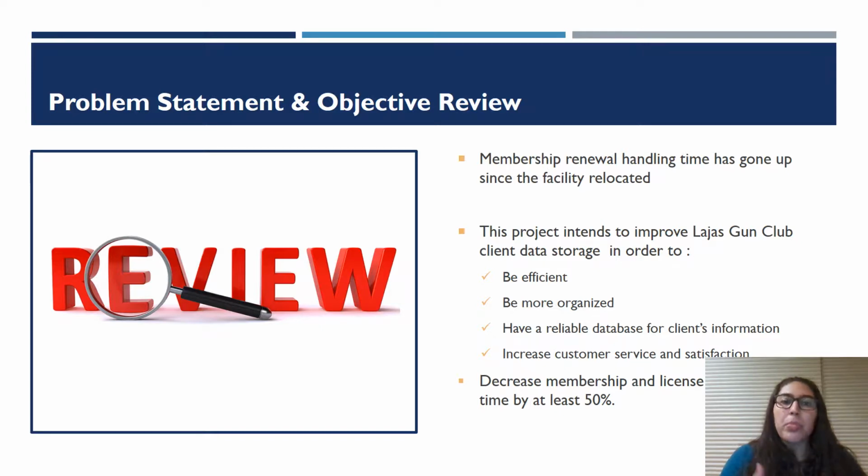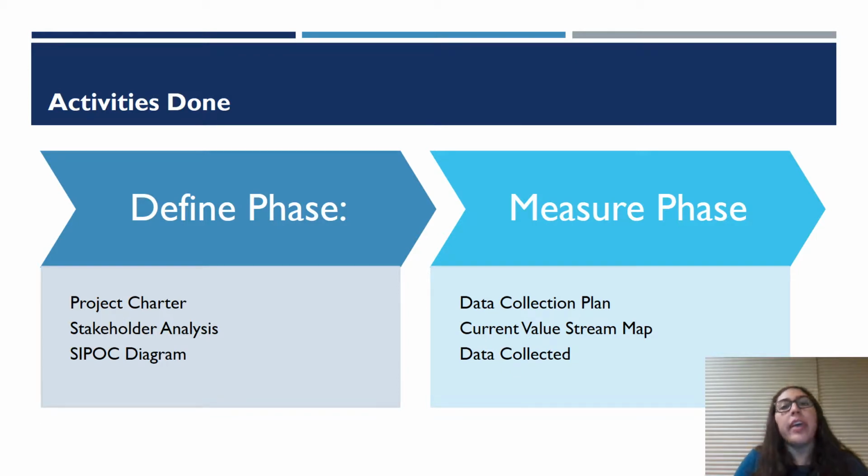So let's start with the problem statement and objective review to brush up what we discussed before. Since LAHAS Gun Club relocated to a new facility without electricity, membership and license renewal handle time has gone up. This project intends to improve LAHAS Gun Club client data storage method to be more efficient, organized, and increase customer service and satisfaction. In order to do that, the project intends to decrease the membership and license renewal handling time by at least 50%.